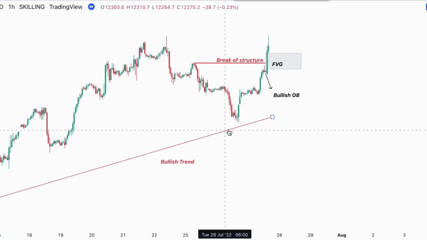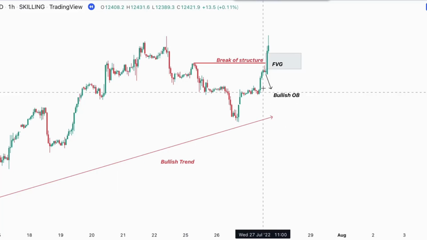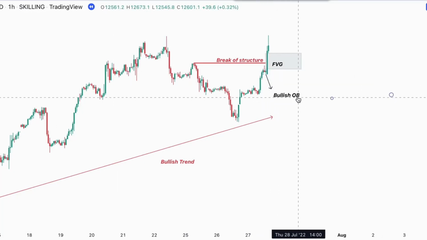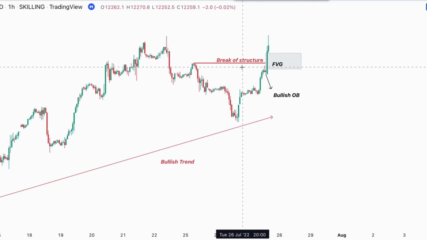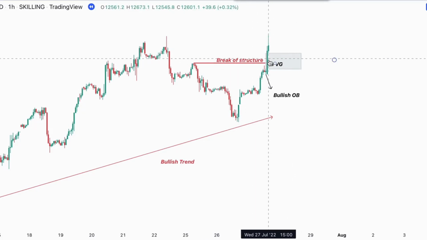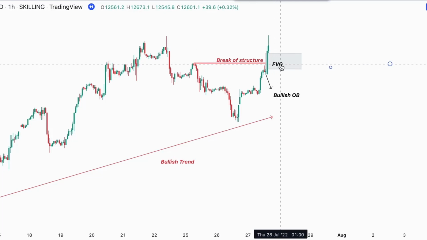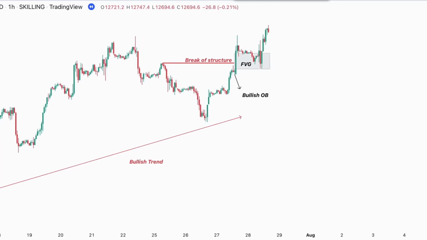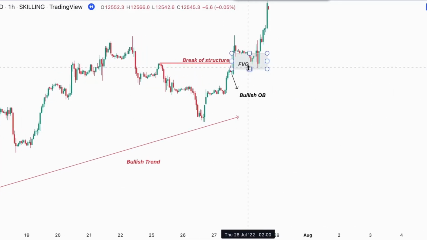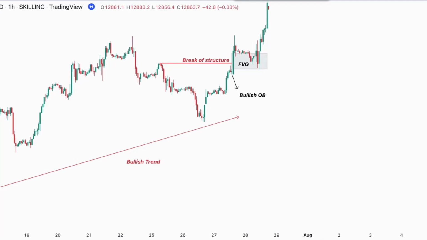In this example, we have a bullish trend. We can notice this bullish order block that leads to this break of structure, right? Above this order block, there is a fair value gap. So we wait for the retracement to happen, the imbalance to be filled, and price to reach the order block before taking a long entry.